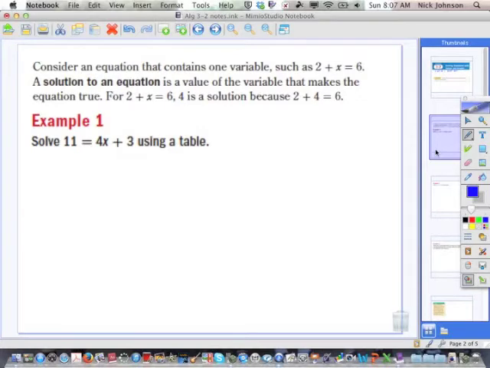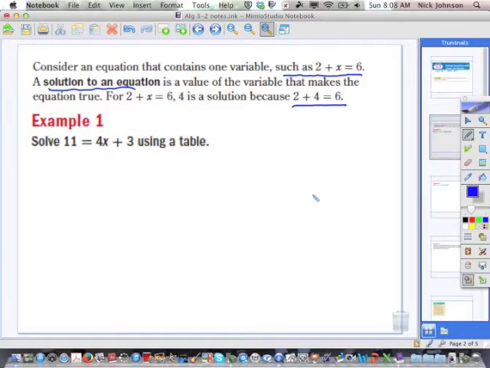So it says consider an equation that contains one variable, such as 2 plus x equals 6. We all know the answer is 4. A solution to the equation is a value of the variable that makes the equation true. So for 2 plus x equals 6, 4 is a solution because 2 plus 4 equals 6.